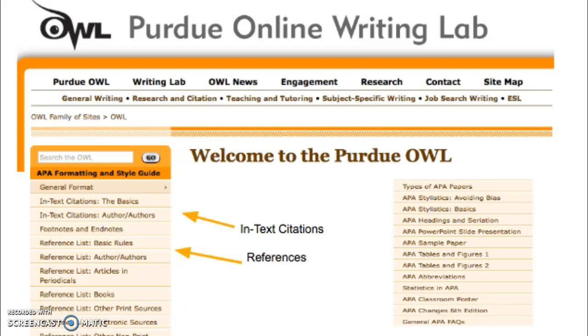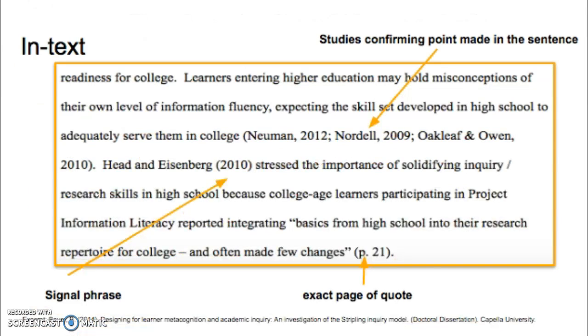Let's take a look at just a few examples of in-text citation. Here on this page, we can see there is a line of reasoning presented talking about learners and their own level of information fluency. And then we have several studies that are listed in text that have confirmed the statement made just prior. We also have what's called a signal phrase.